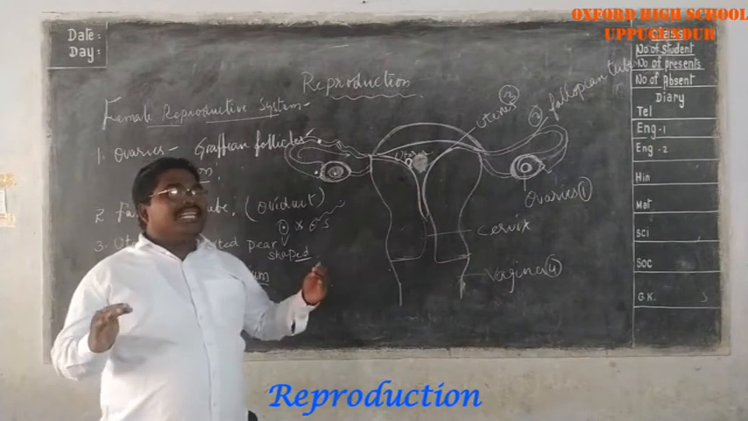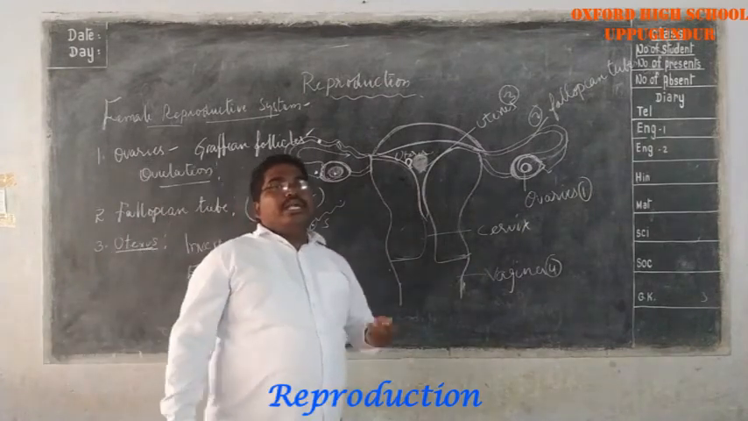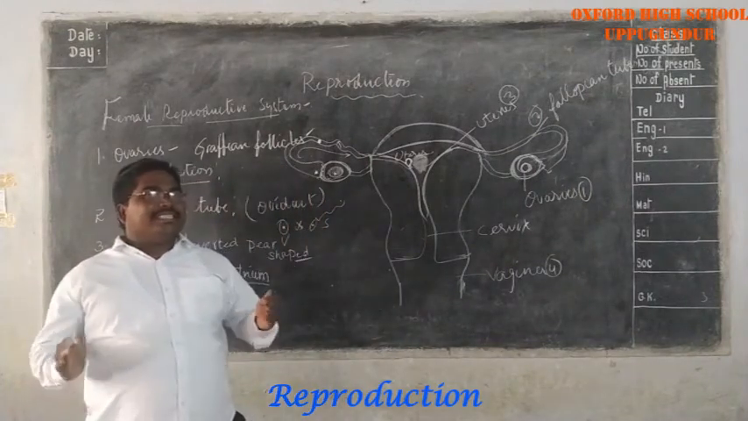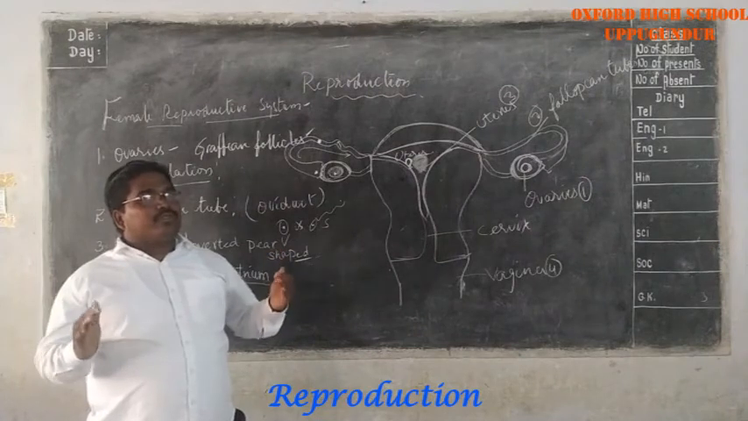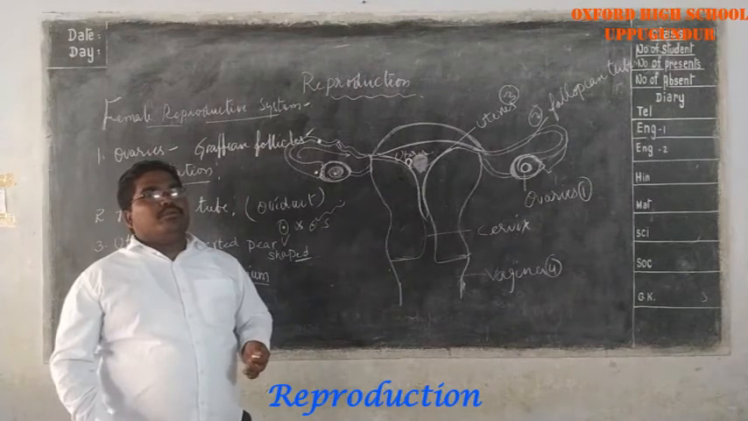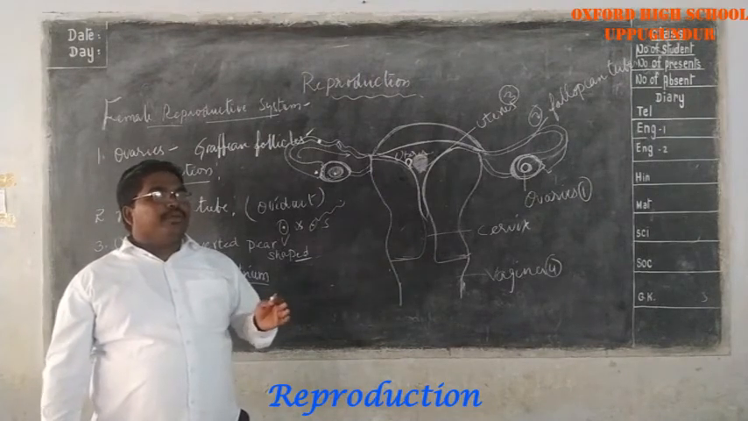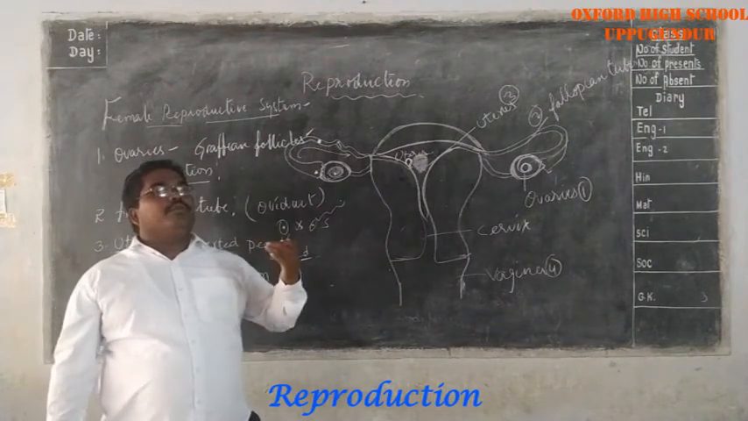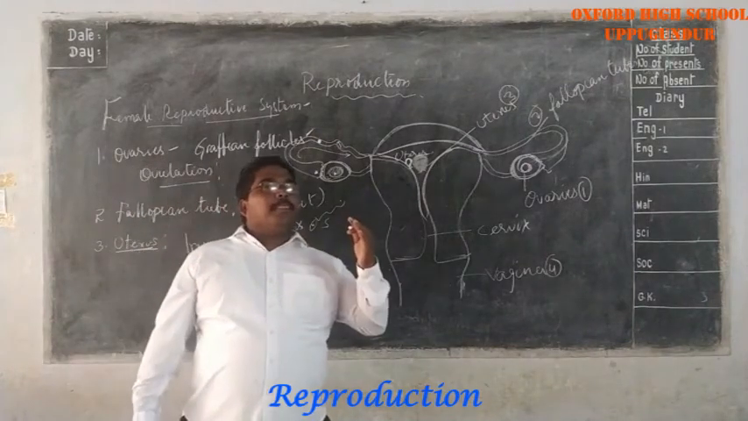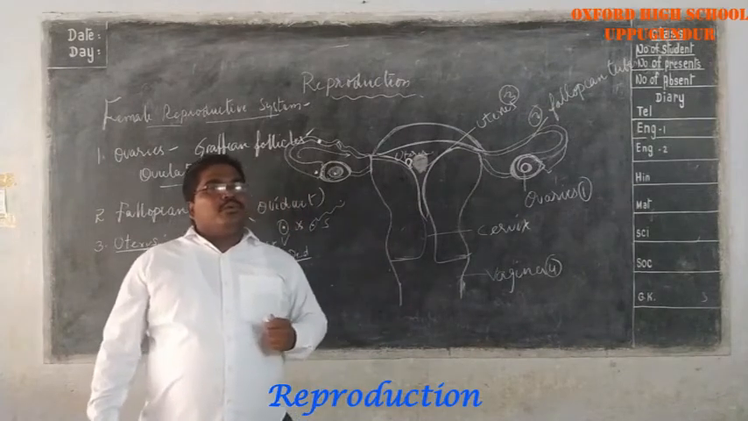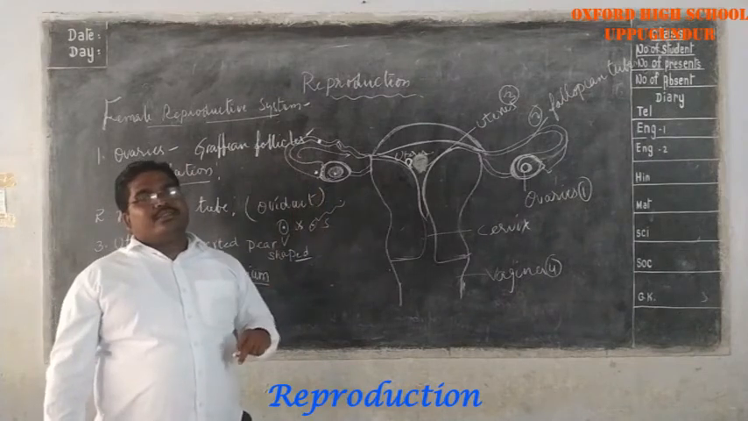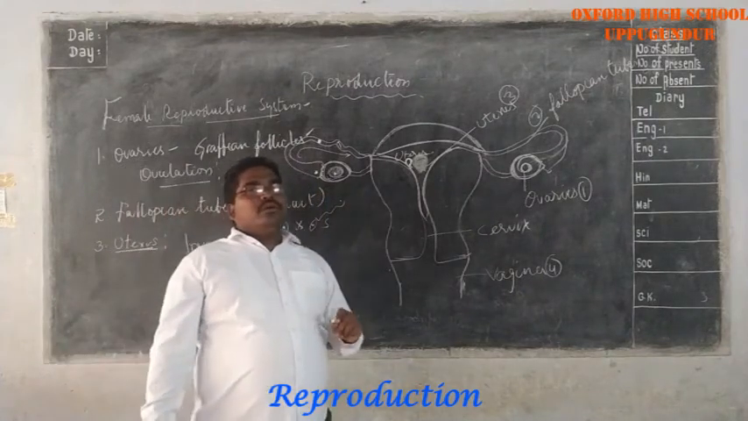Certain cells of this embryo develop into different types of layers and protect the embryo, and help the embryo in different ways. I will explain about it. What are they? Membranes. Which types of membranes are formed around the embryo during its development in the uterus? Okay, do you understand?